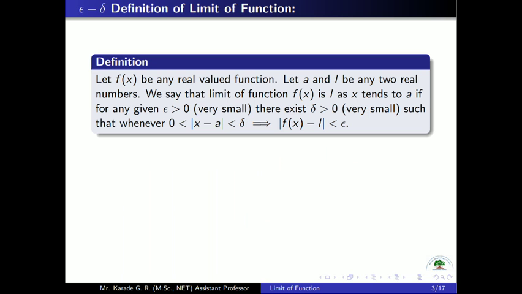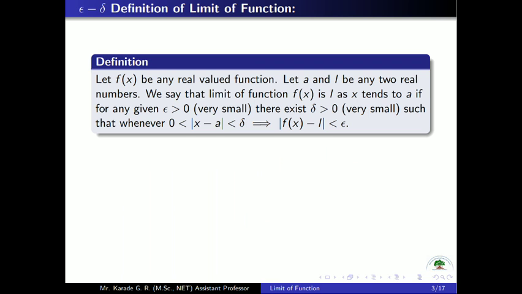So the meaning of this definition is: function f of x is given to you, and a is a real number, L is a real number. So whenever the values of x approach towards a, or whenever the distance between x and a becomes lesser and lesser, then the distance between function f of x and L becomes smaller and smaller. So this is the simple meaning. Whenever the distance between x and a becomes smaller and smaller, then the distance between functional values f of x and L becomes smaller and smaller.